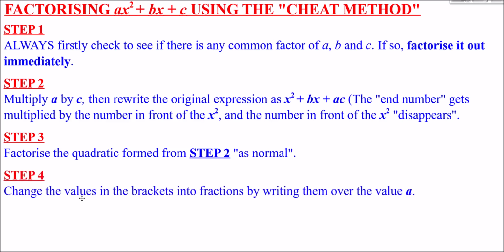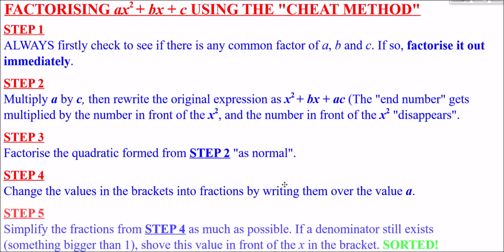Step 4, we then change the values in the brackets into fractions by writing them over the value a. So the number we forgot about and multiplied by c, we put back in underneath the numbers in the brackets. Finally, step 5, simplify the fractions from step 4 as much as possible. If a denominator still exists, something bigger than 1, shove this value in front of the x in the bracket and then we're sorted. Those 5 steps will become much easier when I illustrate how they work. So that seems quite abstract. Let's apply it now, and give me 5 or so minutes, you'll think this is easy.